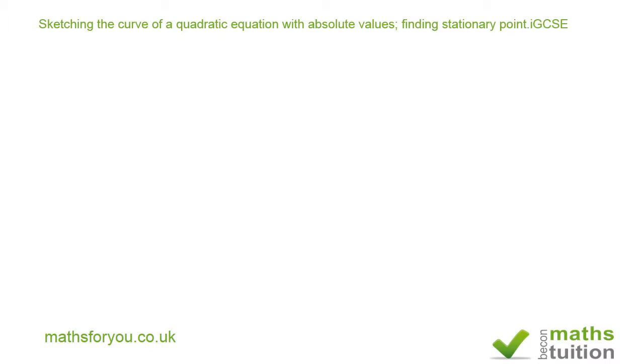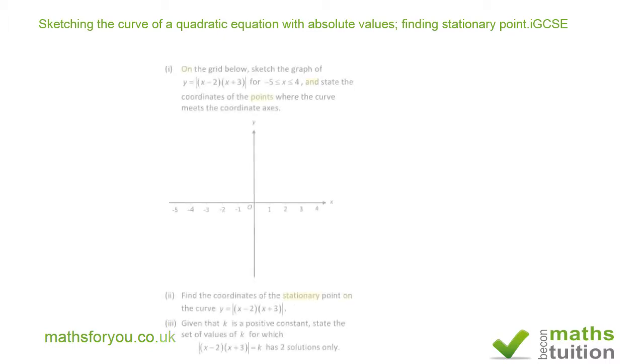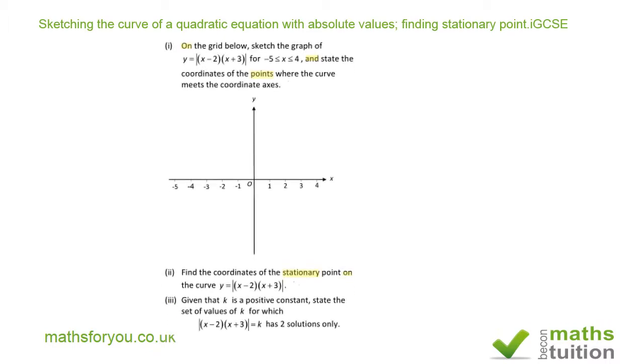Here we go. On the grid below, sketch a graph of y is equal to the absolute value of (x minus 2)(x plus 3) for x between minus 5 and 4. Then it says find the coordinates of the stationary point on the curve for the absolute value y is equal to (x minus 2)(x plus 3), absolute value again.